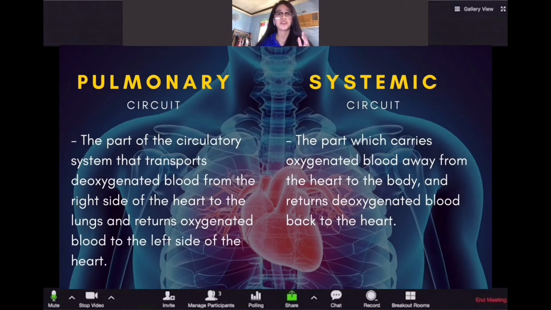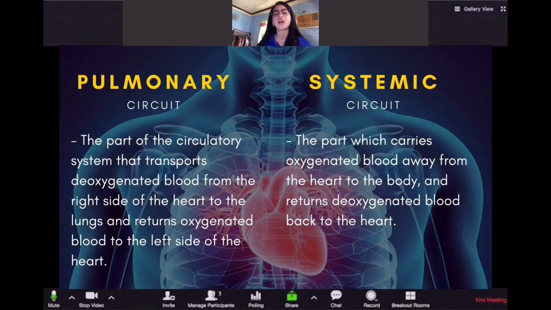Now, on the other hand, the systemic circuit is the part which carries oxygenated blood away from the heart to the body and returns the deoxygenated blood back to the heart. It moves blood between the heart and the rest of the body. It sends oxygenated blood out to the cells and returns the deoxygenated blood back to the heart.